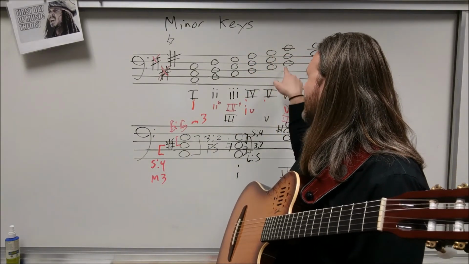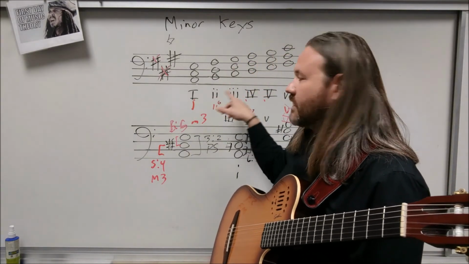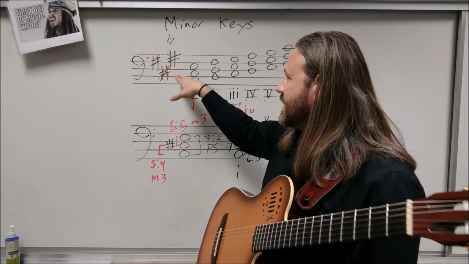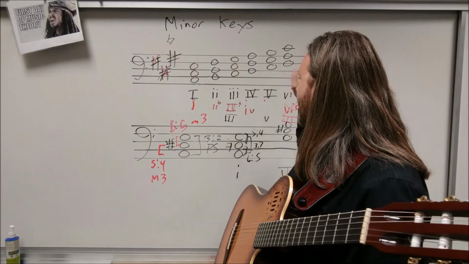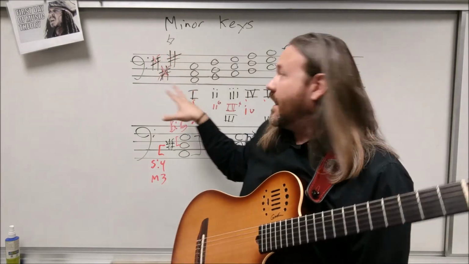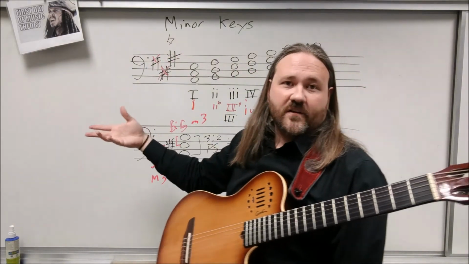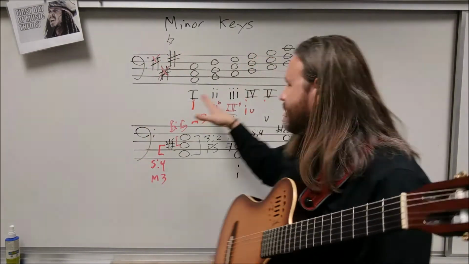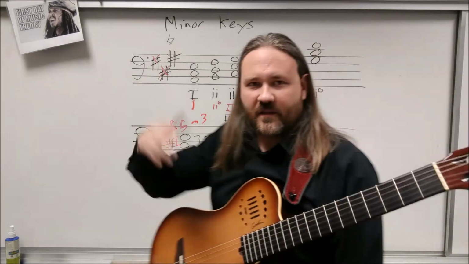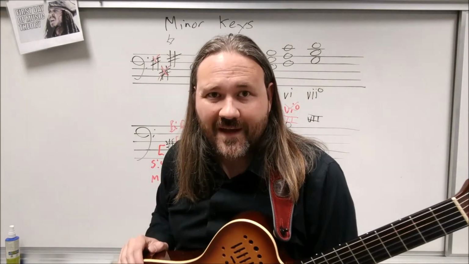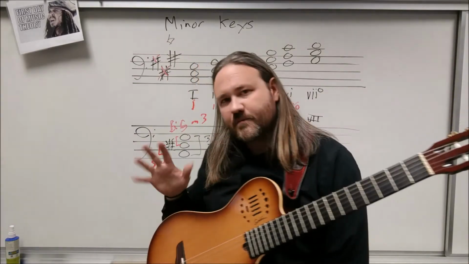So if we go to the 6th scale degree of any particular key signature, so if you're in C, you go to the 6th scale degree of A, and that's A minor. If you're in A major, you go to the 6th scale degree of F sharp, and that'll be the key signature for F sharp minor. And that's pretty much how they work.